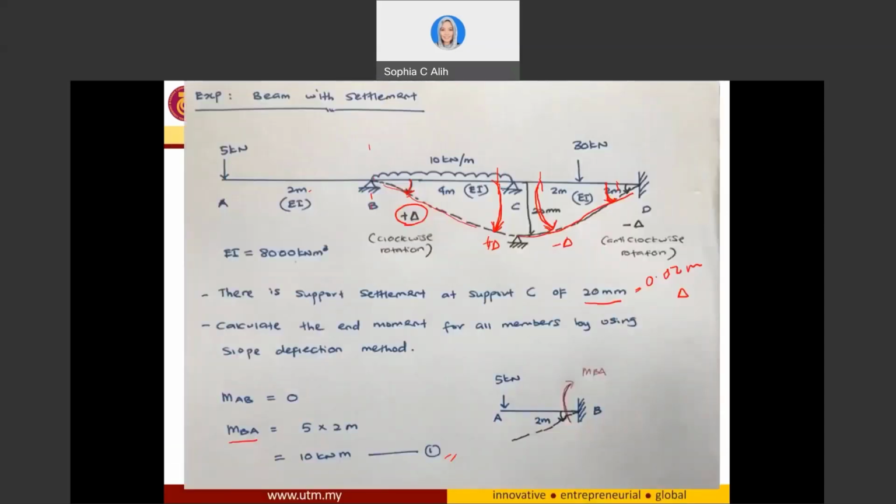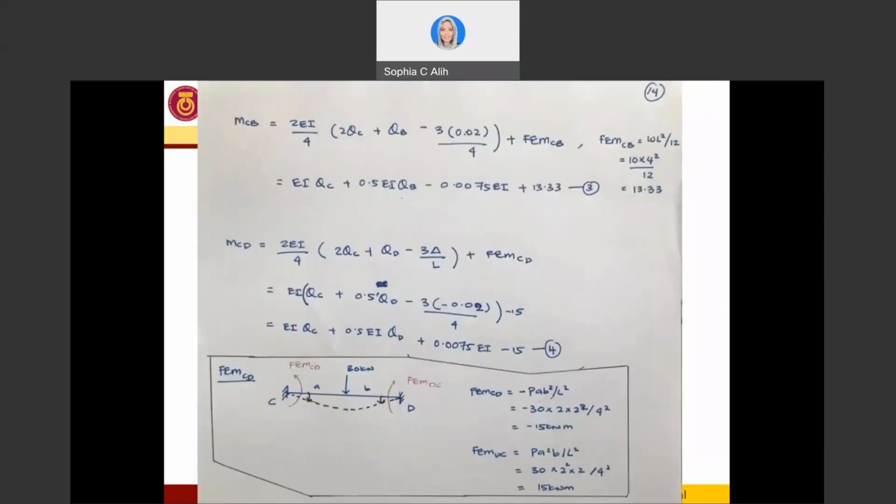So for MCB, at the end of CB, still the angle of rotation due to the settlement is clockwise direction. So you will have positive delta. So this is why you have positive 0.02. Divided by 4, as in the equation, everything is going to be the same.